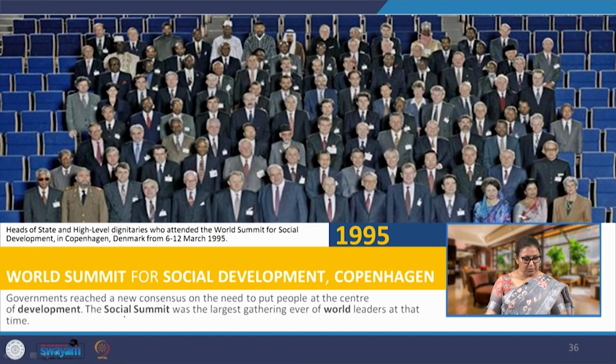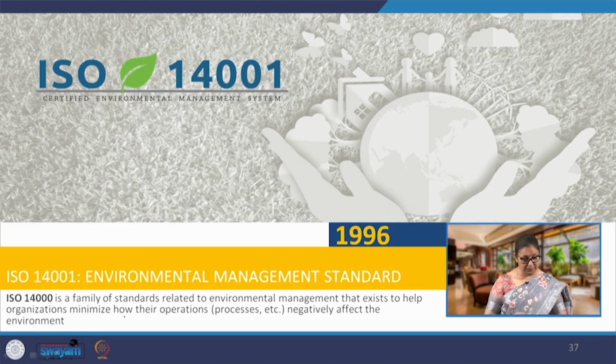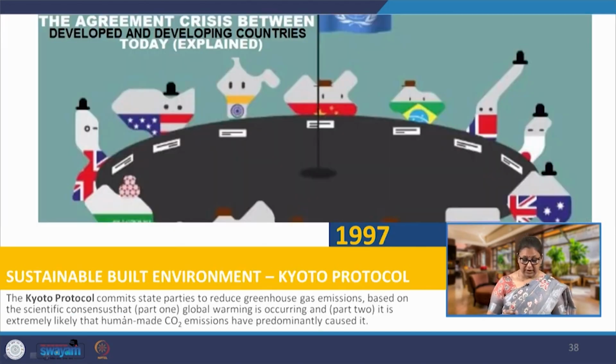This was followed by the World Summit for Social Development. So now we are seeing that the discussion on sustainable development is not just on environment. Here there is a greater discussion on social development and economic development, and of course, the environment remains at the center of the majority of discussions in sustainable development. Further formulation of policies and frameworks followed, such as the Environmental Management Standard ISO 14001 and similar events.